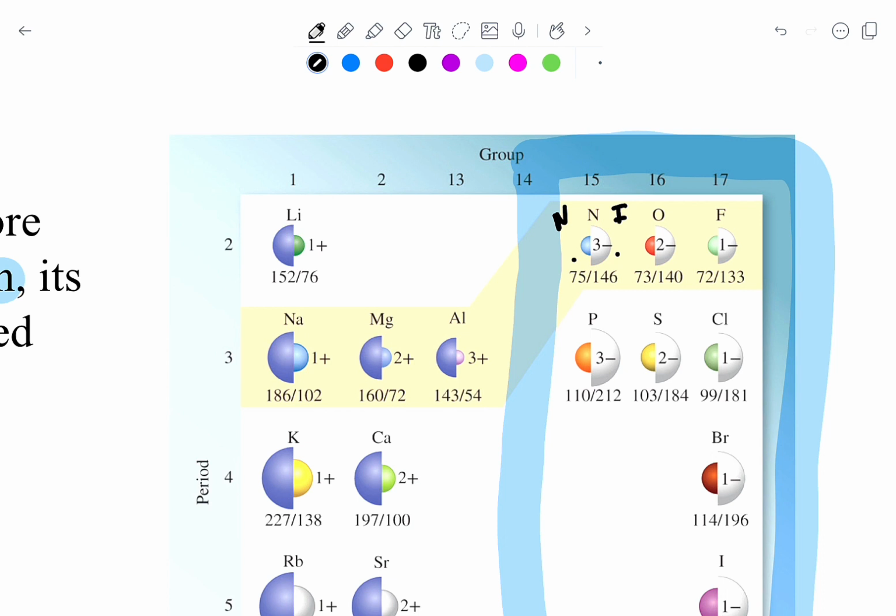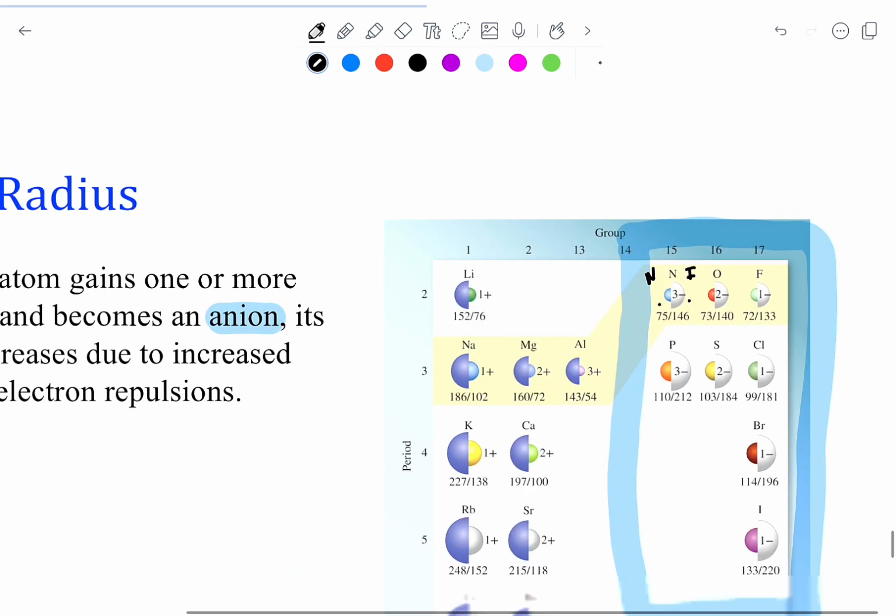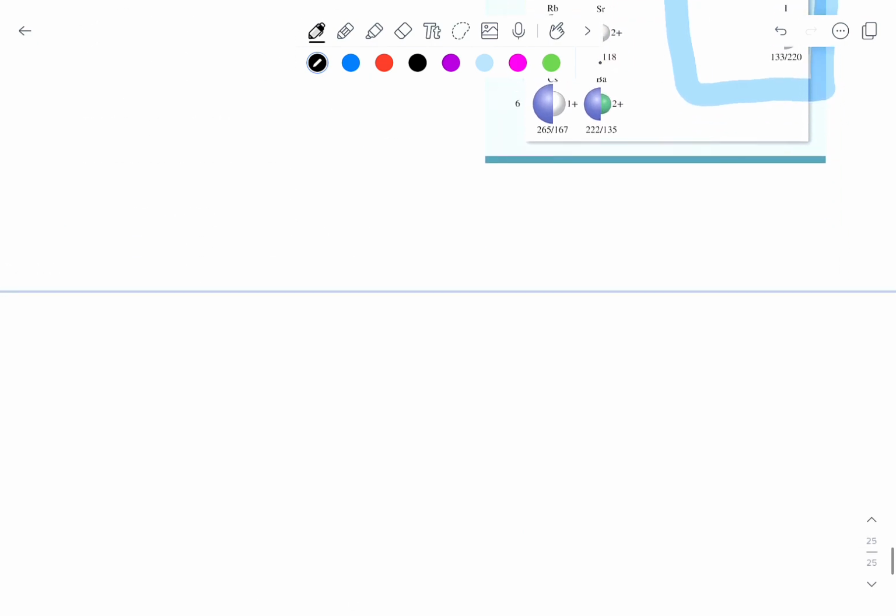Now, the trend, again, is still the same as we go down, that the ionic radius is going to increase as we go down a period, just because of those core electrons. There's just more core shells in those elements. But again, what we're focusing on is how the radius changes as we go from neutral to ion, and where those electrons are going and how many we're adding.